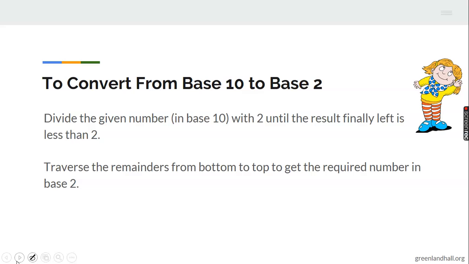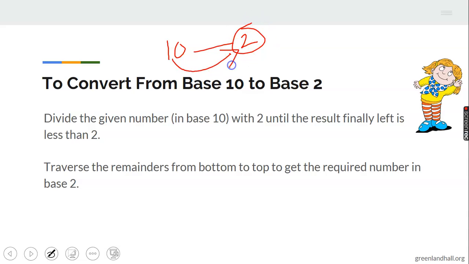But what are you going to divide with? Are you going to divide with 10? Or what number do you use? Remember, binary numbers are numbers in base 2. So if you're going to change a number from base 10 to base 2, this is how I view it. You bring it from base 10 to base 2. So this guy is moving towards this guy.